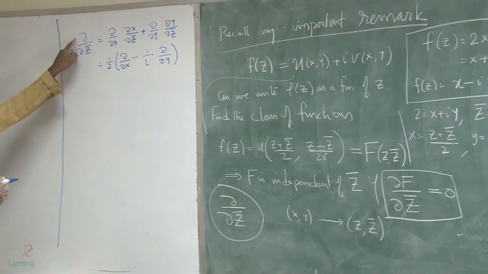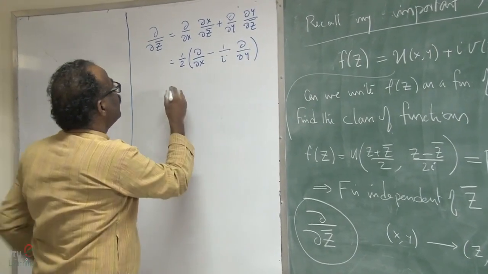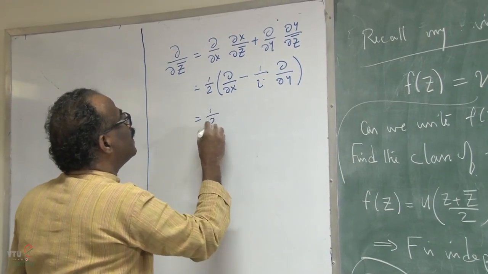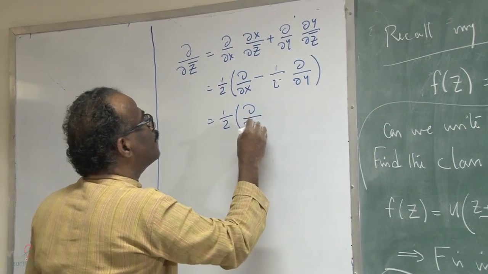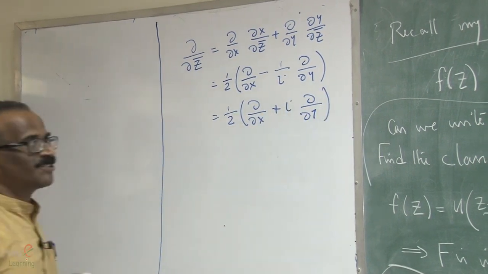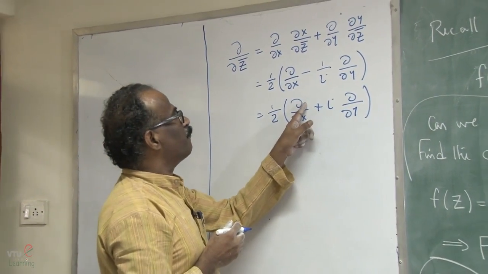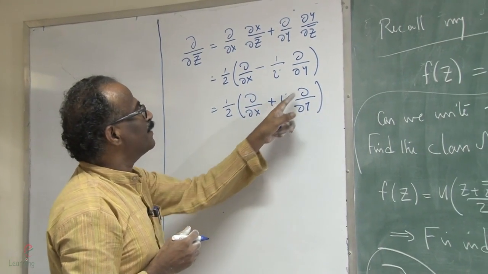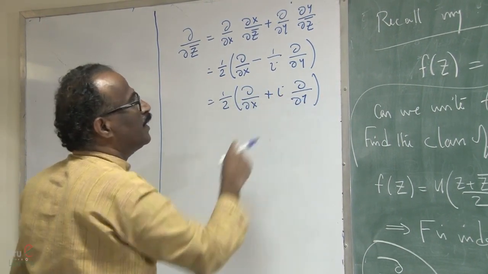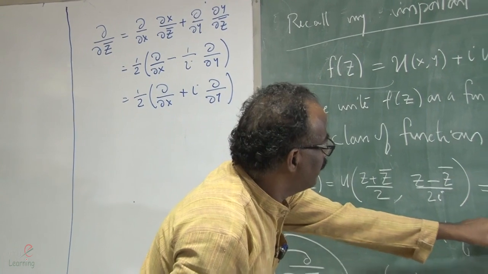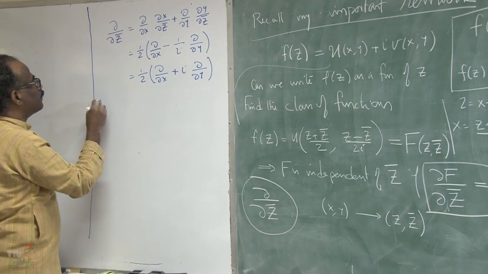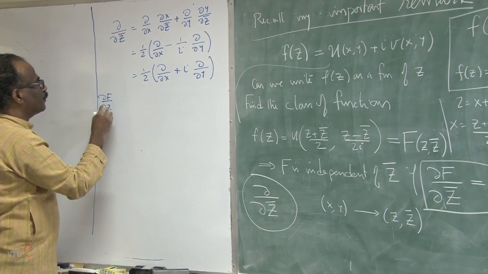So my operator d by dz bar is this operator. And you know that 1 over i is equal to minus i, since i squared is minus 1. So this is nothing but half of d by dx plus i d by dy. Maybe now you start recognizing this. This is exactly my derivative function, right? You remember f prime of z is equal to du by dx plus i du by dy. So you will have those derivatives coming into the picture. Now I want to apply this to the function: df by dz bar equal to 0.